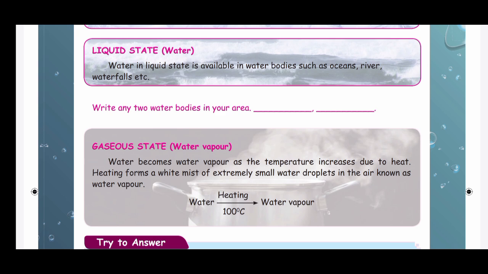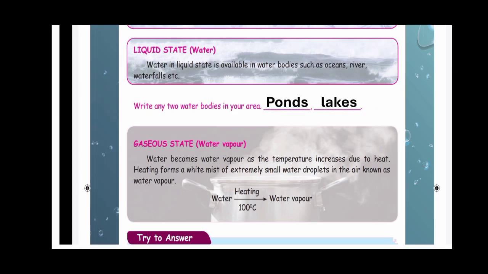Write any two water bodies in your area. So we have to list out the water bodies around our house. So what are they? Ponds, lakes. Okay, if you have rivers or streams around your area, you can write them too. So here I have mentioned ponds and lakes.